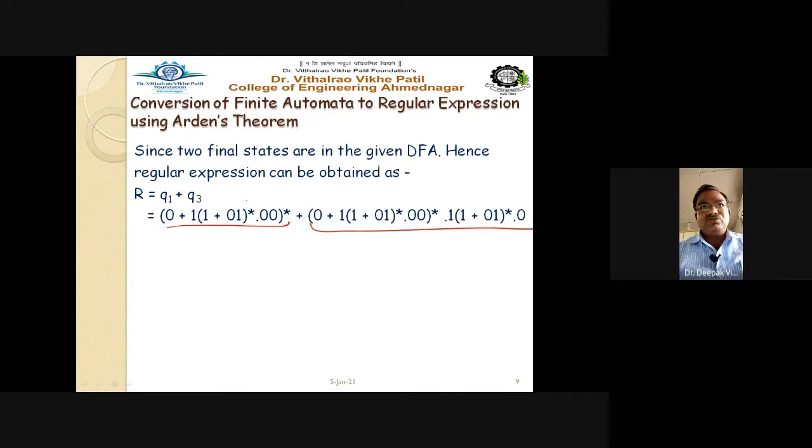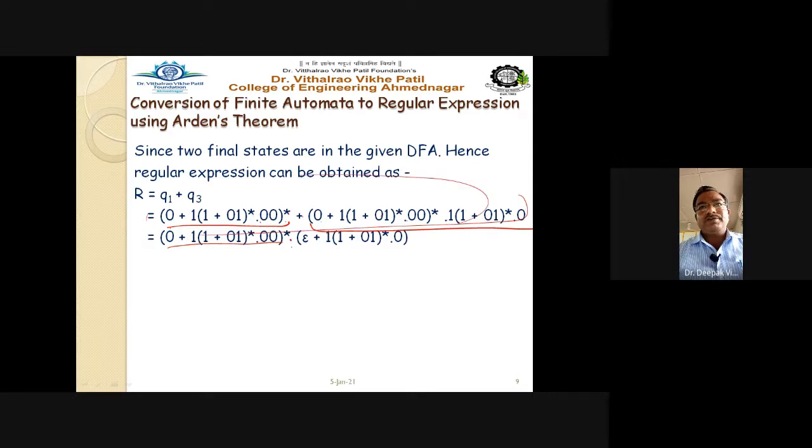Now see here carefully. Observe this term carefully: 0 plus 1 into bracket 1 plus 0 1 bracket raised to star dot 0 0 bracket raised to star, plus into bracket 0 plus 1 bracket 1 plus 0 1 bracket raised to star dot 0 0 bracket raised to star dot 1 into bracket 1 plus 0 1 bracket raised to star dot 0. This is another term. Now you have to think, can I take some common term here? Yes, I can take a common term. This is the term which I can take common from this entire equation.